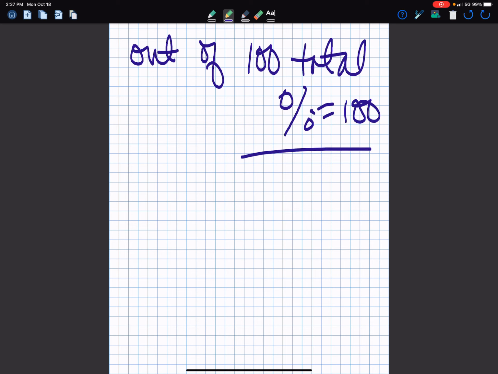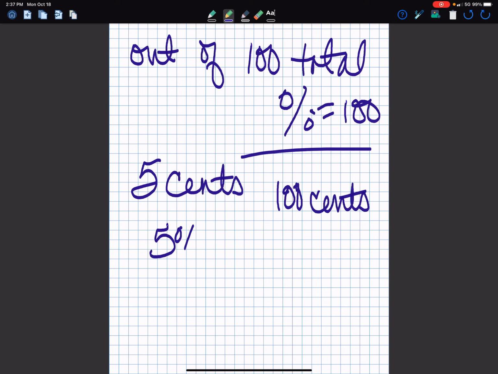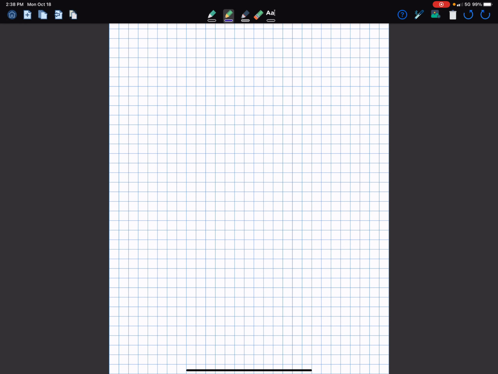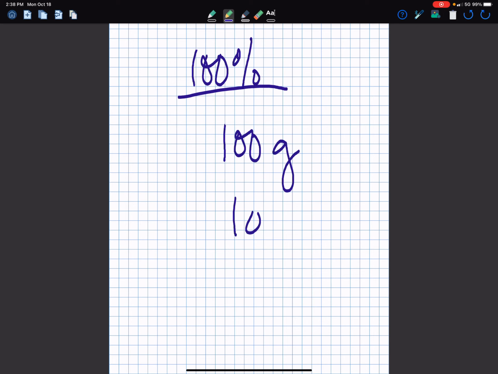So if you think about this, if I've got 5 cents, what percentage of $1 is that? It's easy to figure out, right? Because we know that the dollar is 100 cents. So 5 cents is 5% of $1. That's something relevant, right? We know that. So when we're talking about percent concentration, we're talking about something out of 100%, or something out of 100 grams, or something out of 100 milliliters.